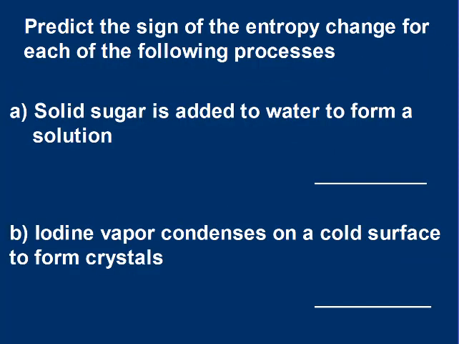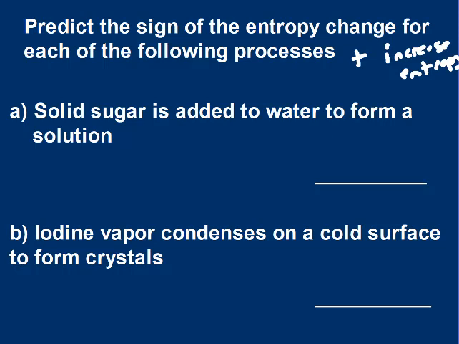So go ahead and predict the sign of entropy change. It's going to be positive if we have an increase in entropy, and negative if we have a decrease in entropy. So read the sentence and depending on what's happening in the scenario, figure out if there's more disorder or less disorder.